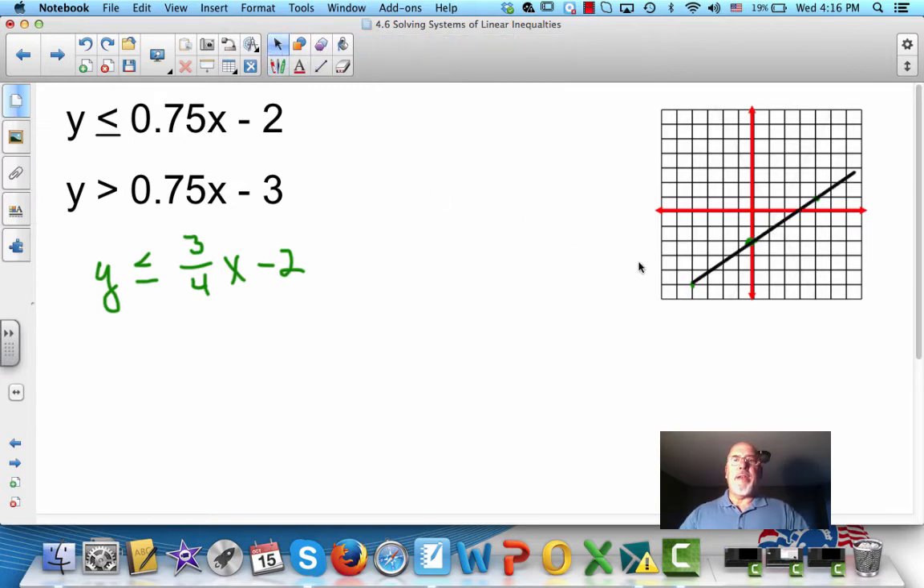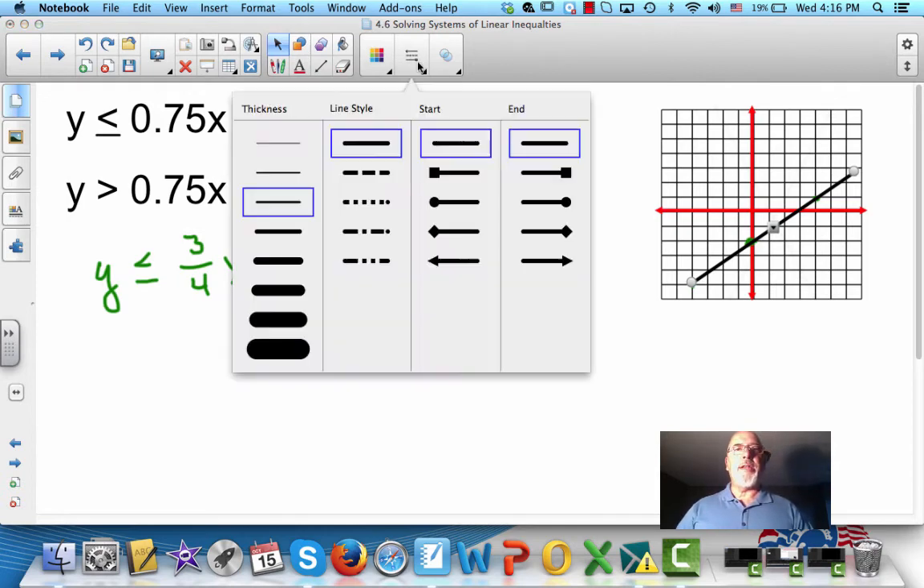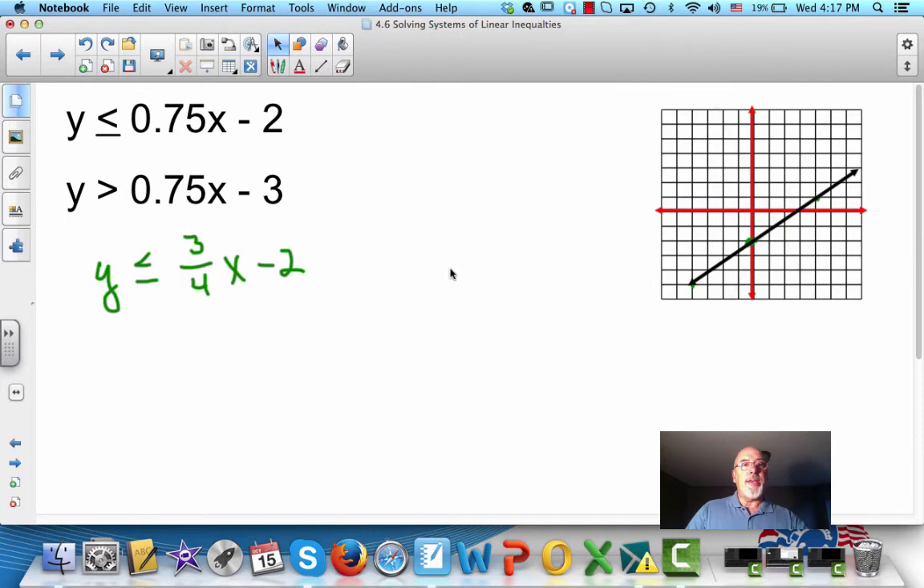Okay, and we want that line to be, it says less than or equal to, so that means our line is going to be solid. Put our arrows on each end. And where are we going to shade? It says less than or equal to, so we're going to shade below it. So we shade below the line. Such precision work here. Very good.